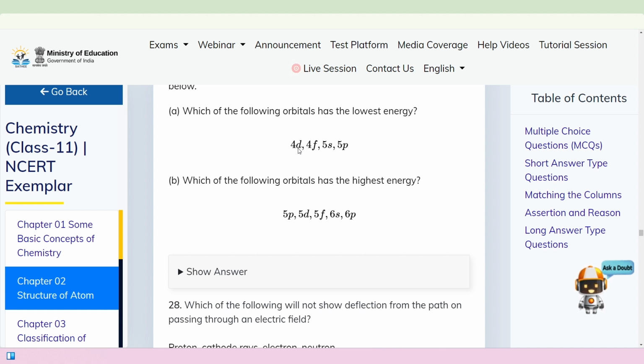So this 4d, 4 plus 2, 6. This is 4 plus 3, 7. This is 5 plus 0, 5. And 5 plus 1, 6. So 5 is having the lowest value of n plus L. So 5s will have the lowest energy.